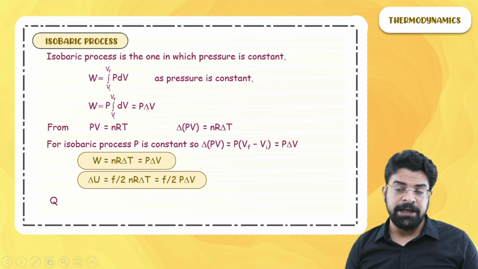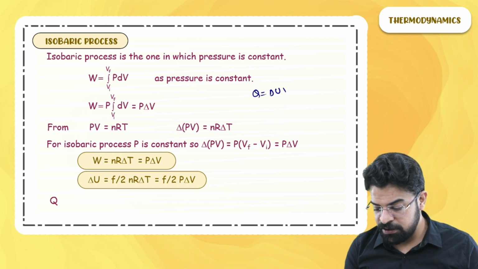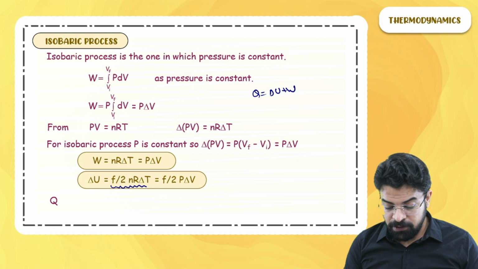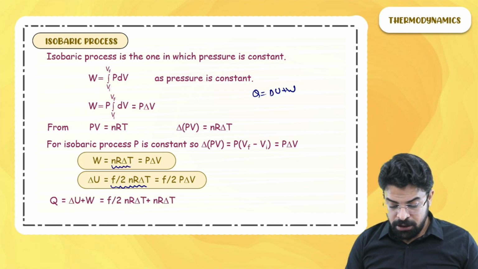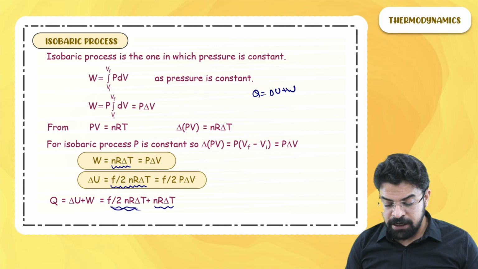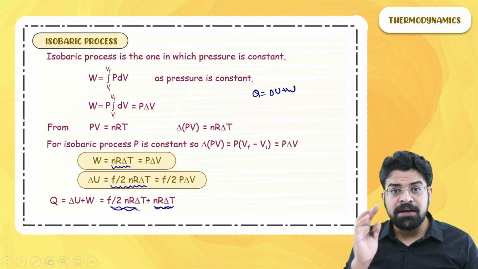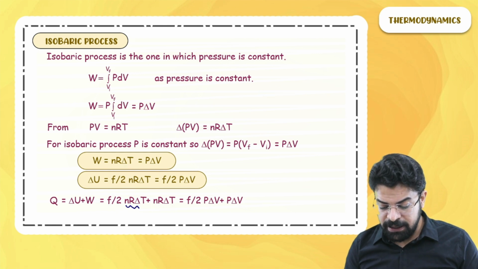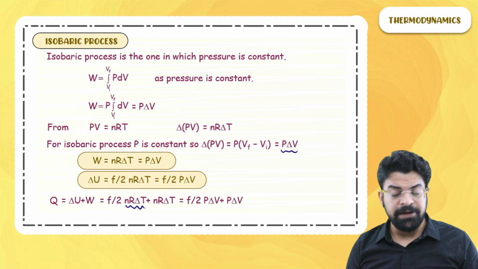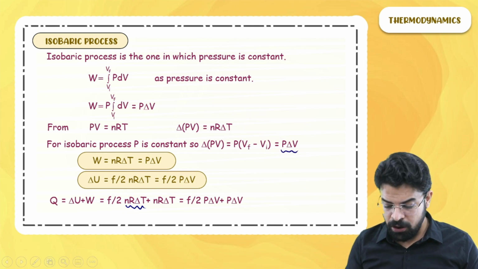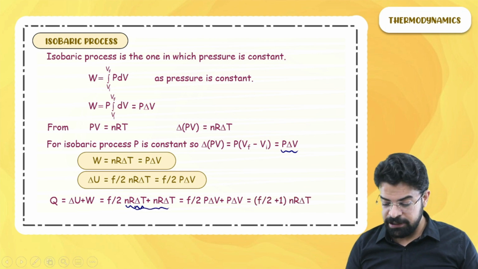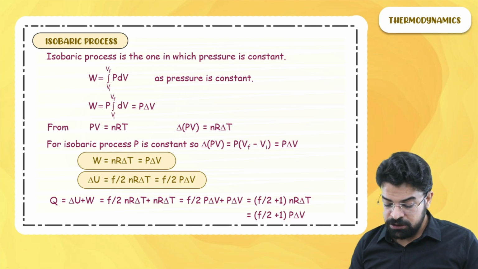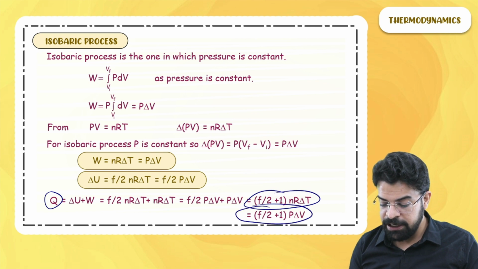Now what about the heat given? We know that heat given equals change in internal energy plus work done. The change in internal energy is f by 2 nR delta T. The work done is nR delta T. So you can write f by 2 nR delta T plus nR delta T. If you take nR delta T common, you get f by 2 plus 1 nR delta T. Or in place of nR delta T, you can write P delta V. So the heat given is f by 2 plus 1 nR delta T, which is the same as f by 2 plus 1 P delta V. So this is something you need to remember for the heat given.